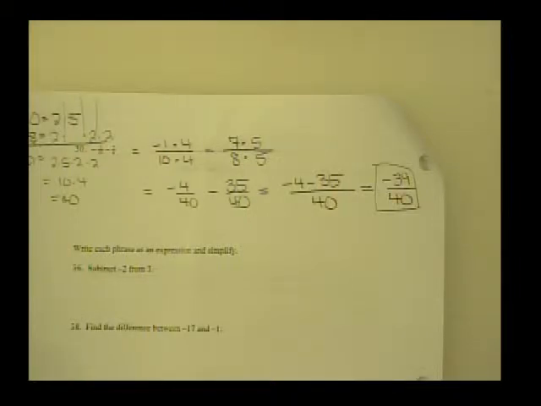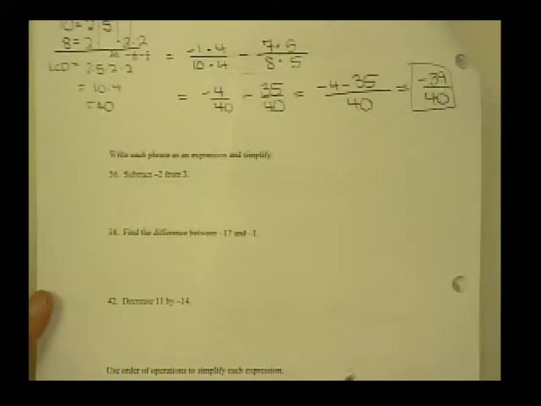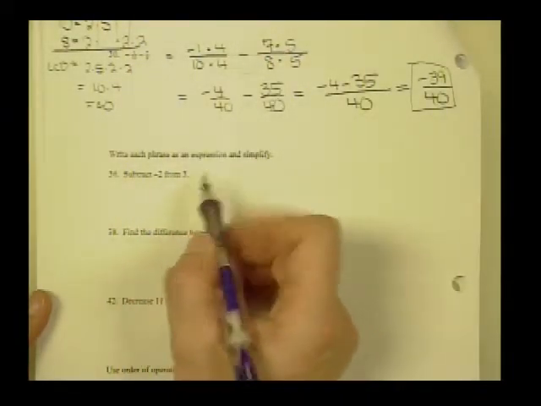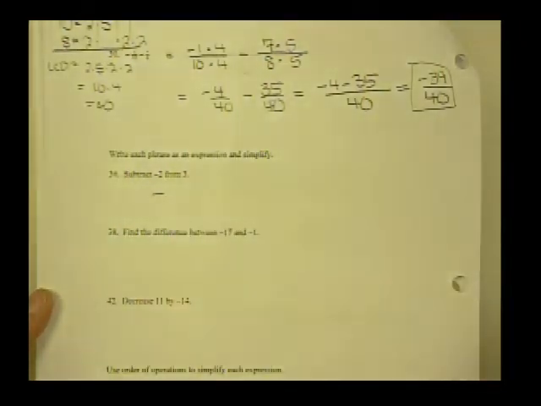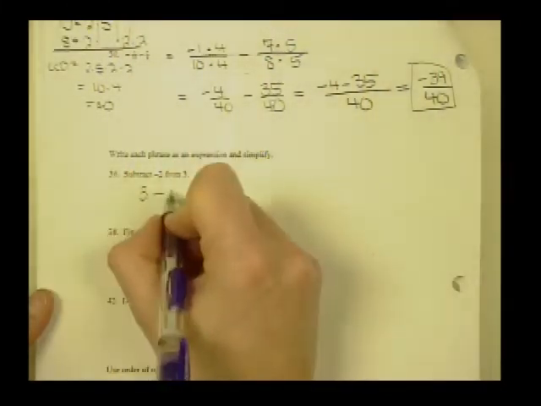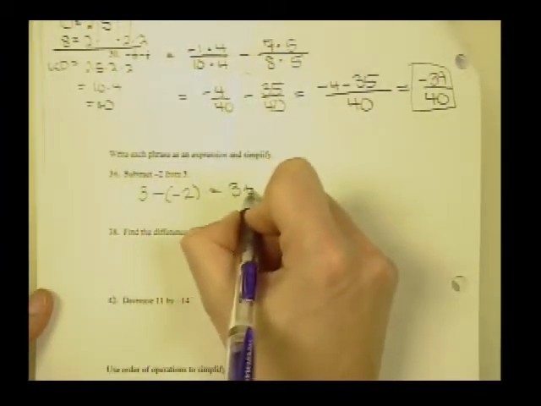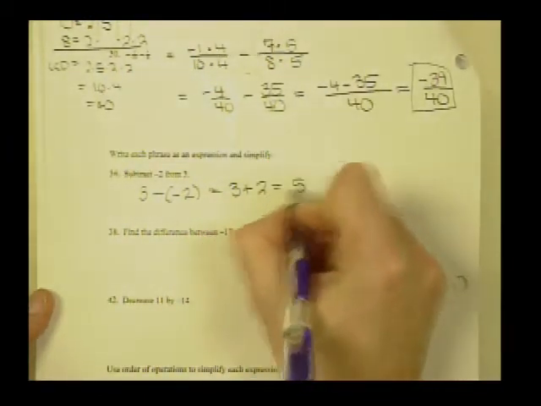So in the next three problems, they give it to us as a phrase, and we're supposed to write it as a mathematical expression and then simplify. So subtract -2 from 3. So we're doing subtraction. Which number comes first? 3. And then subtract -2 from it. Minus a negative is a plus. And so we get 5.